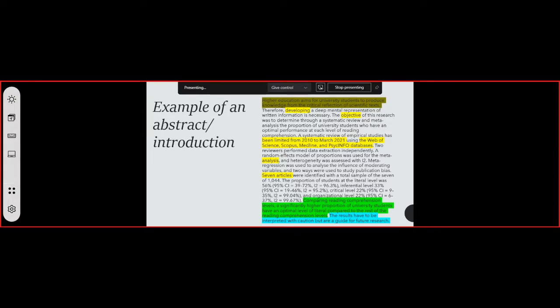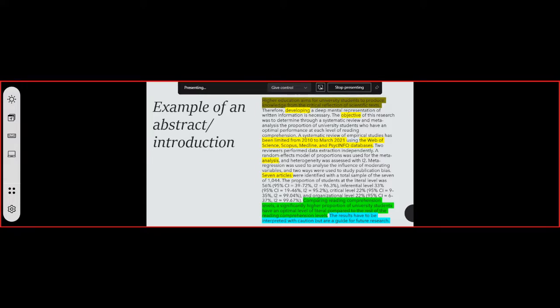All right, so your introduction, if it's an introduction to your chapter, might not have the findings, which is the section that they're now reporting on. But in this section, they also tell you from all of the hits that they had, there were 7 articles that met the inclusion-exclusion criteria, and that was their sample then that they used. And now they tell you what their findings are. Comparing reading comprehension levels, a significantly higher proportion of university students have an optimal level of literature compared to the rest of the reading comprehension levels.